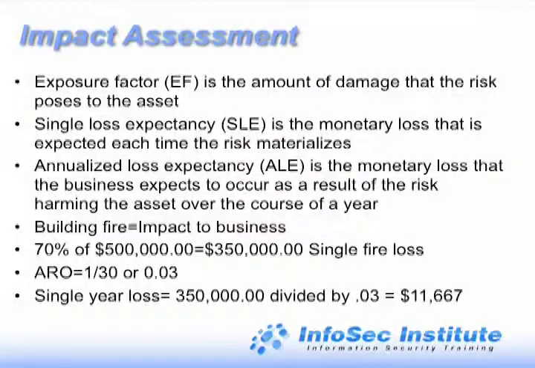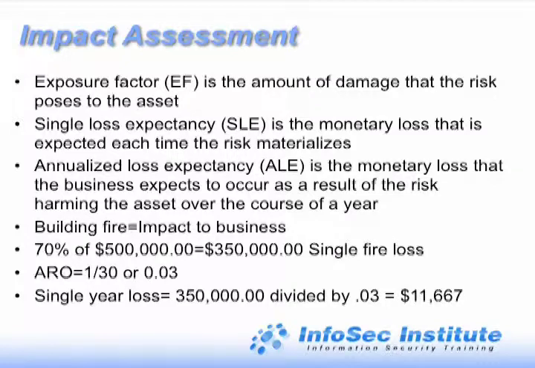Basically, this is expressed in terms of annualized rate of occurrence, back to the ARO. So everybody remember that good old algorithm, the ALE? Okay. Cool. Because you have the exposure factor, which is the amount of damage that the risk poses to the asset. Your single loss expectancy is the monetary loss that is expected each time the risk materializes. You have your ALE, which is your annualized loss expectancy.